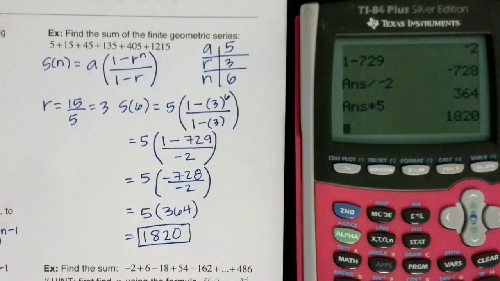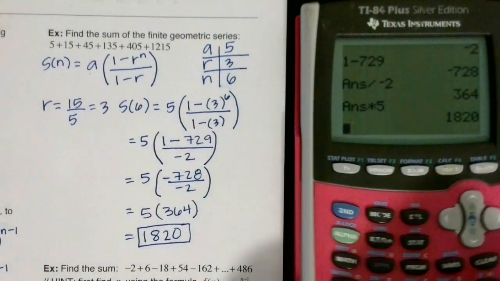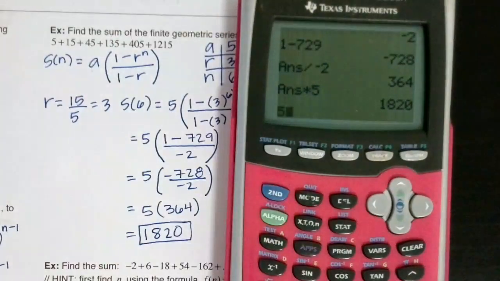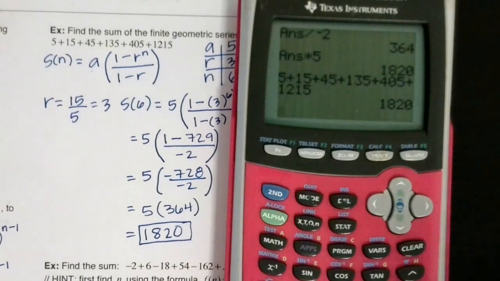On your test, you're going to be expected to use the formulas, but there is a way for us to check our answer, right? What we could do to check our answer is just add these up to double check. 5 plus 15 plus 45 plus 135 plus 405 plus 1215. Yay, we did it right because we double checked.